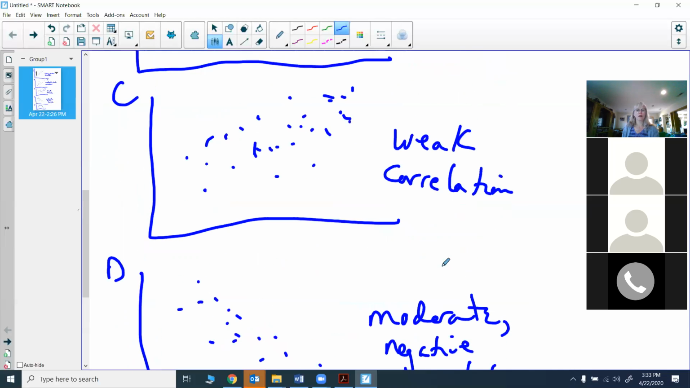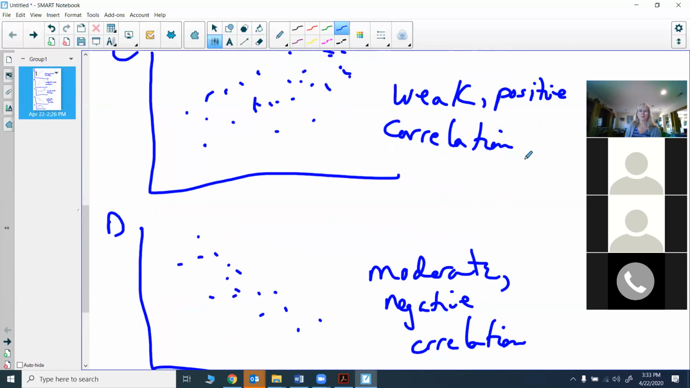What about this weak one? Is it positive or negative? Positive. It kind of looks positive. So a lot of times it's hard to say with weak ones whether they're positive or negative, but this kind of looks like there's a sort of positive trend going. So we could say this one's weak positive. So when you're describing what kind of correlation you have, you should always have a quantifier of weak, moderate, or strong, and you should have a quantifier of positive or negative.